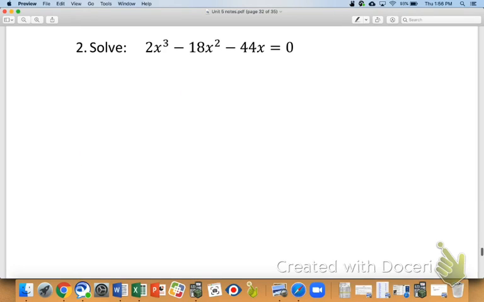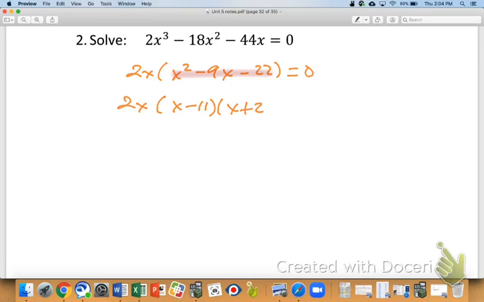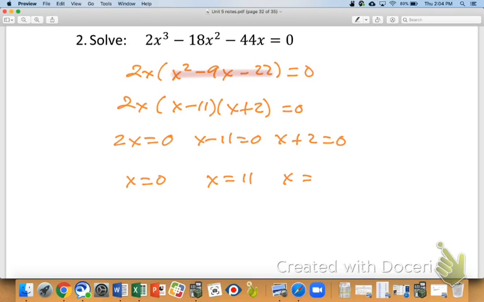Let's try number 2. Let me get this up here real quick for the video. Here's your factoring: 2x times x squared minus 9x minus 22 equals 0. Then we refactor what's left over on the inside. This gives us 2x times x minus 11 times x plus 2. The zero factor property tells me this. And then of course, these are pretty easy to solve: x equals 0, x equals 11, x equals negative 2. I saw that all over the place as far as answers. I thought, pretty well done.